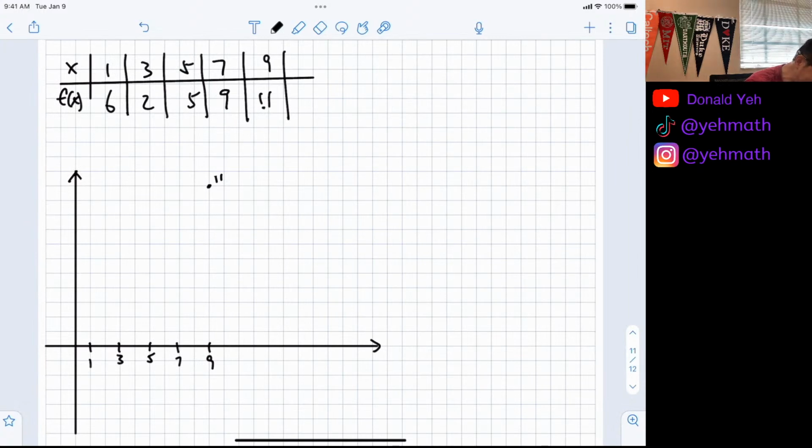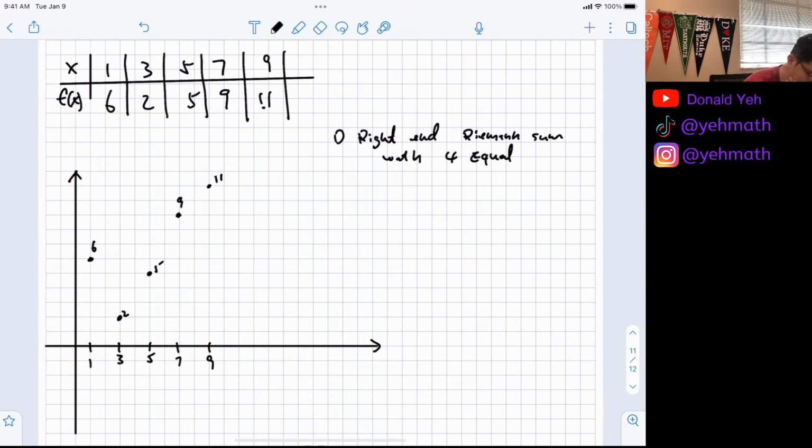And then the 7 is going to be 9, which is 2 units below that, and then there's 4 units below that, and 2 and 6. So I'm going to write down 9, 5, 2, and 6. Okay. So first of all, I'm going to use the right Riemann sum. So first approximation, I'm going to use the right endpoint Riemann sum with 4 equal subintervals.